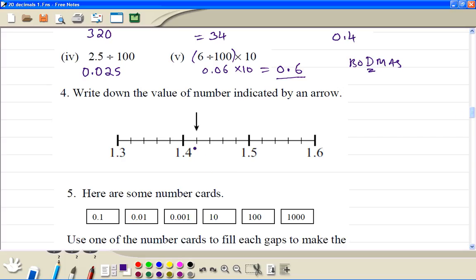Here, it's divided into 5 equal units. So this is 1.4, then 1, so 2, 4, 6, 8, and 10. So this value here is 1.42.